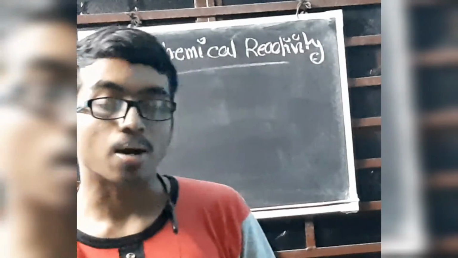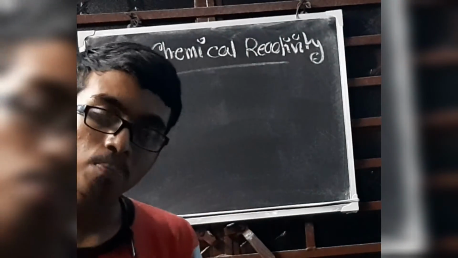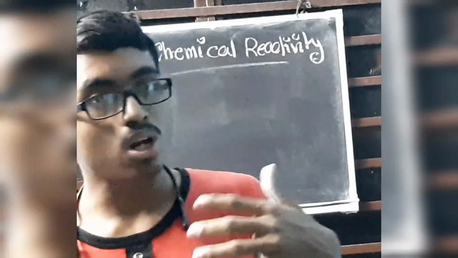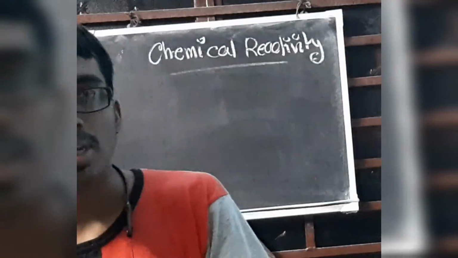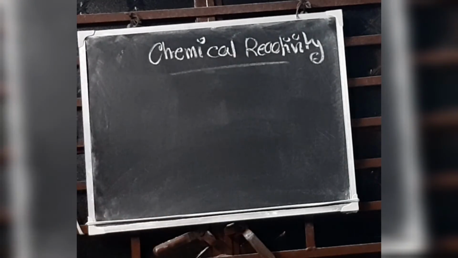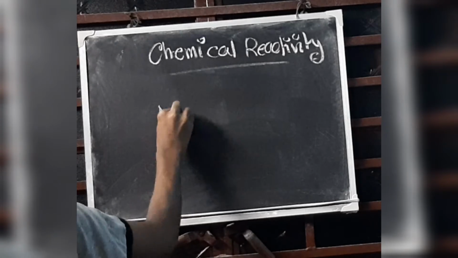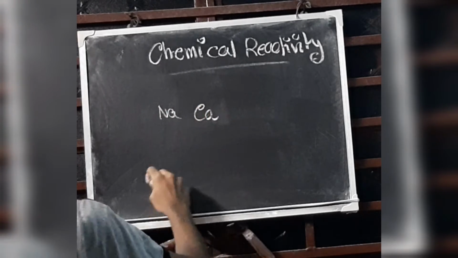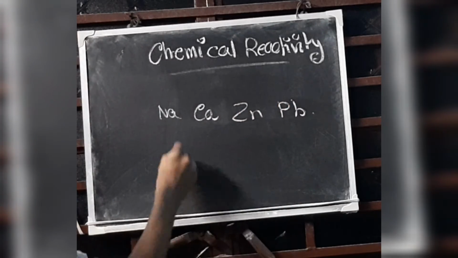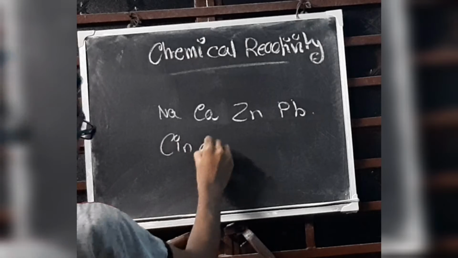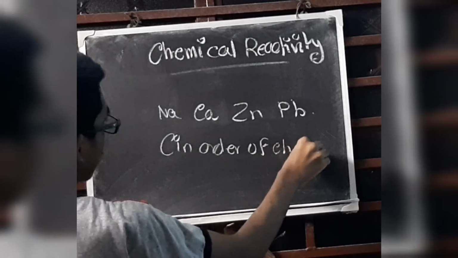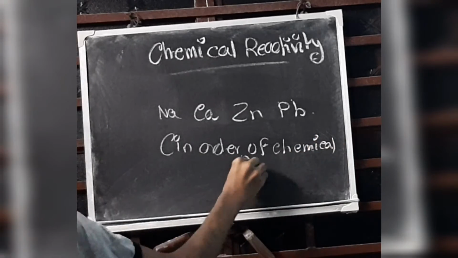Now often questions come where the elements are neither from a group nor from a period. In that case, what is to be done? Like one question was there: sodium, calcium, then zinc, lead. It was told to arrange in increasing order of chemical reactivity.